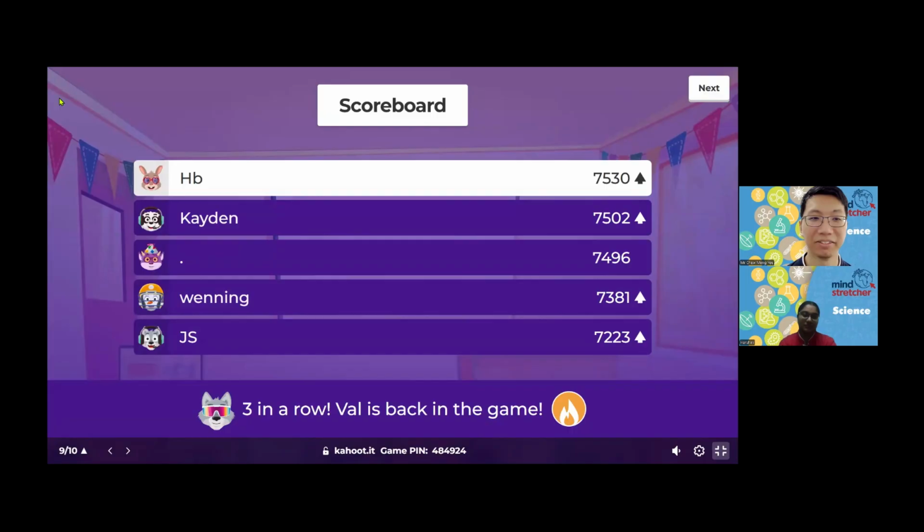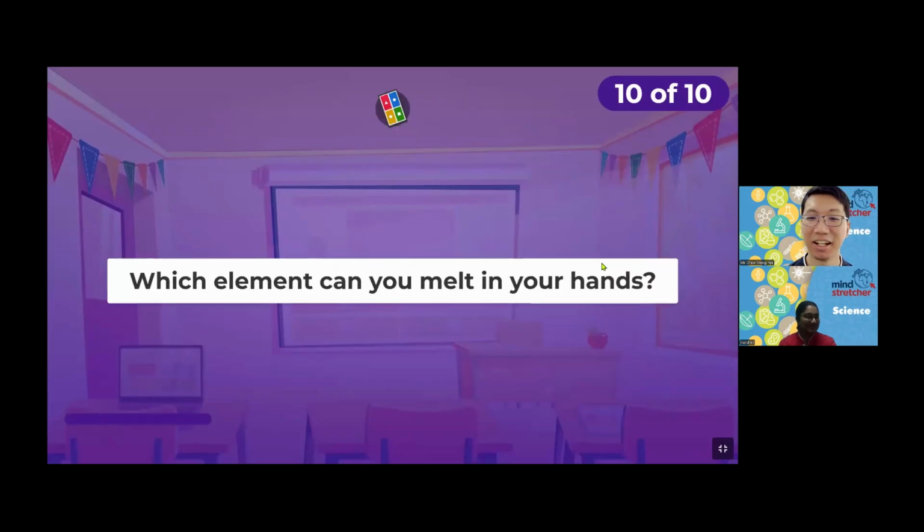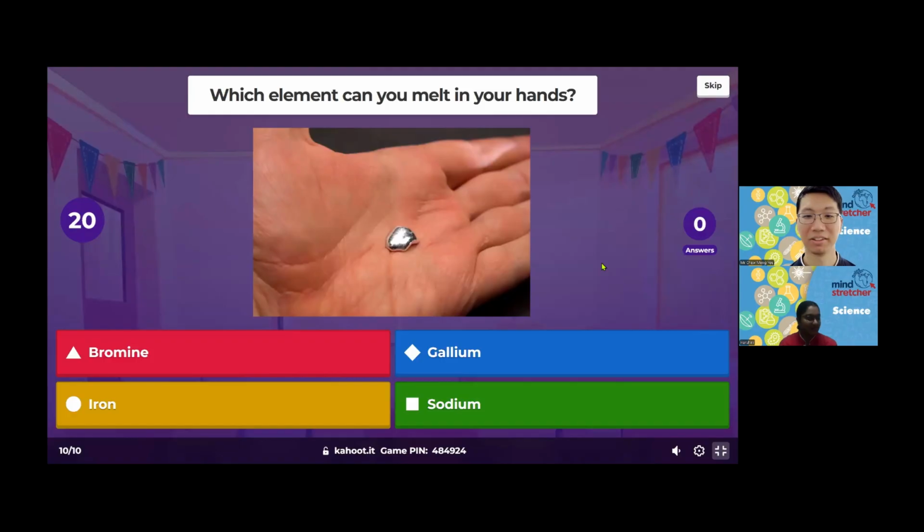Oh, by AL. Okay, HB. Homer booster. Let's go. Okay, last question. Which element can you melt in your hands? See how well you all know.